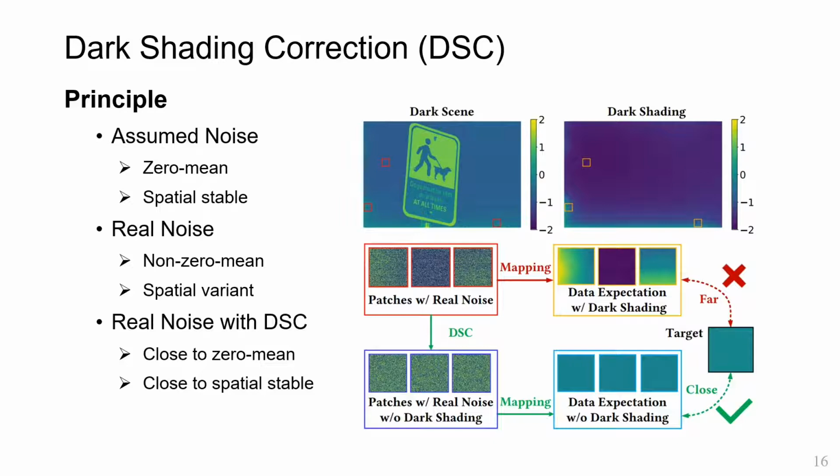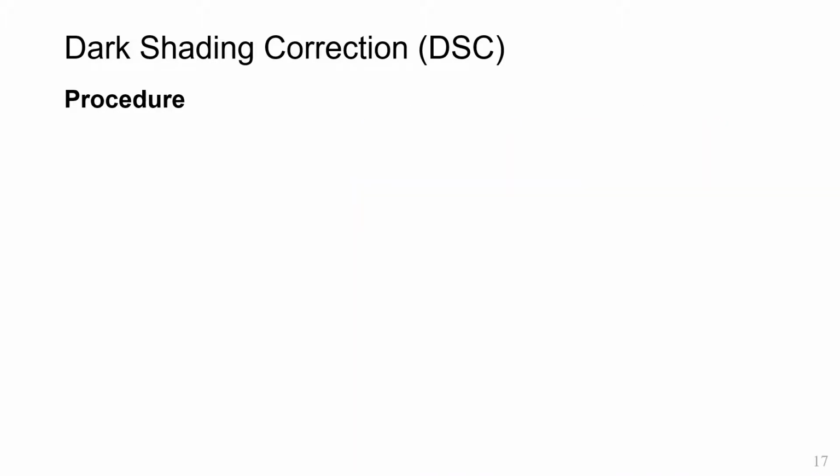Conversely, if we apply DSC to the real noise first, it will equal taking the green path, where the data mapping will no longer be disturbed by the dark shading. Because the above mapping dilemma no longer exists, the complexity of data mapping will be greatly reduced. So how can we use such a powerful dark shading correction?